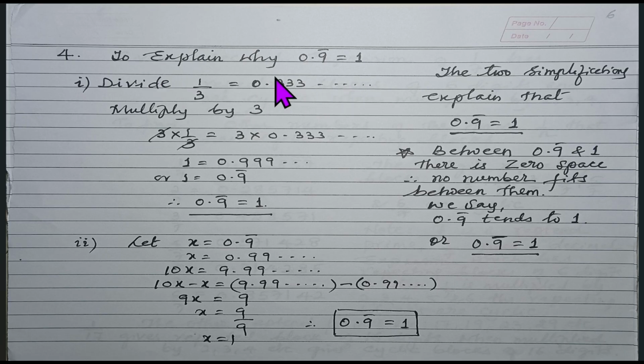So multiply by 3 on both sides. When I multiply by 3, it will be 3 into 1 by 3 is equal to 3 into 0.333 and so on. I will get 1 is equal to, 3 cancels here, 1 is equal to, multiplying by 3, I will get 0.9999 and so on, that is 0.9 bar.